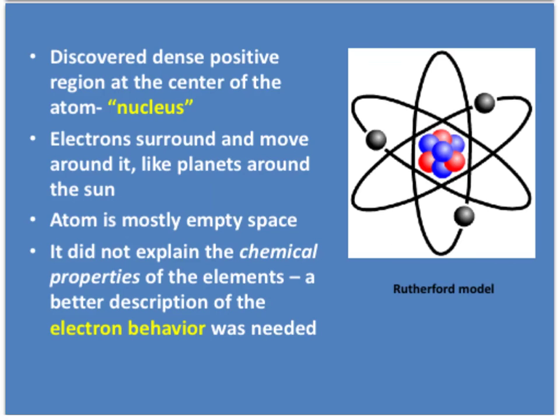In the Rutherford model, we have the nucleus, which is our dense positive region, and electrons move around it like planets around the sun. Most of the atom is made up of empty space because the nucleus is so small. But this model did not explain the chemical properties of elements, that is, electron behavior, as the chemical properties of an element are determined by the behavior of its electrons.